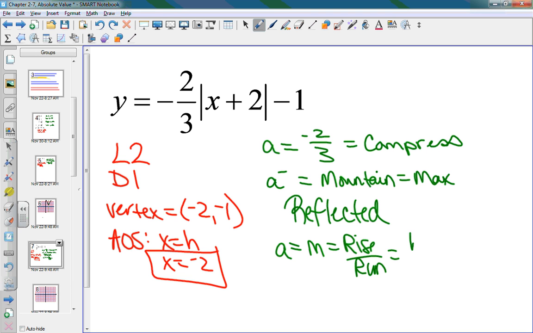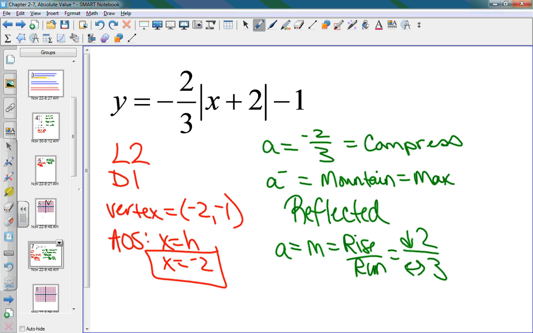So that means I'm going to rise. Rise means I go up. But in this case, I'm a mountain. So what do I do? I'm going to go down 2 units. And then I'm going to go left and right. How many? 3. Do we understand that?